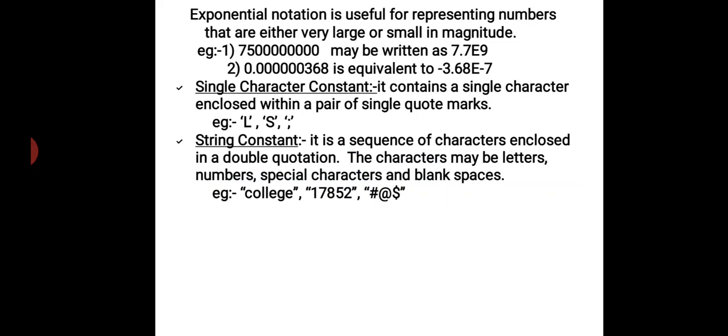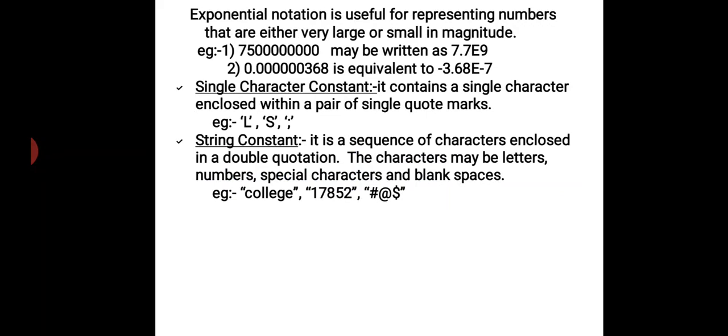Exponential notation is useful for representing numbers that are either very large or very small in magnitude. Example: 7500000000, that is, 9 zeros, may be written as 7.5 e power 9. Okay, it is equivalent to the other one.